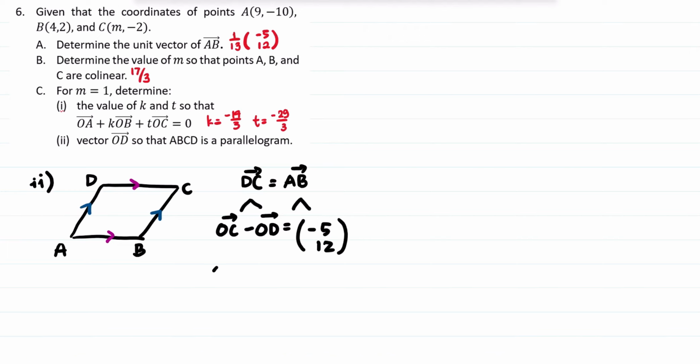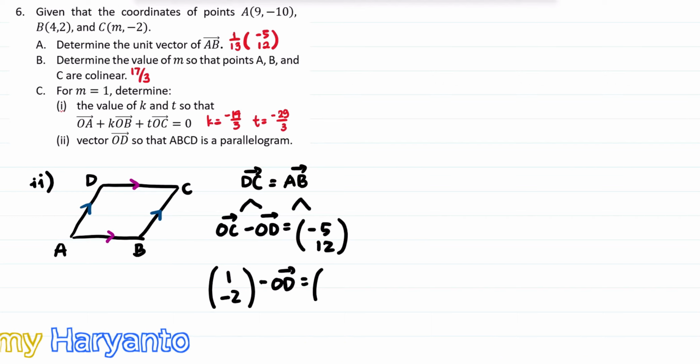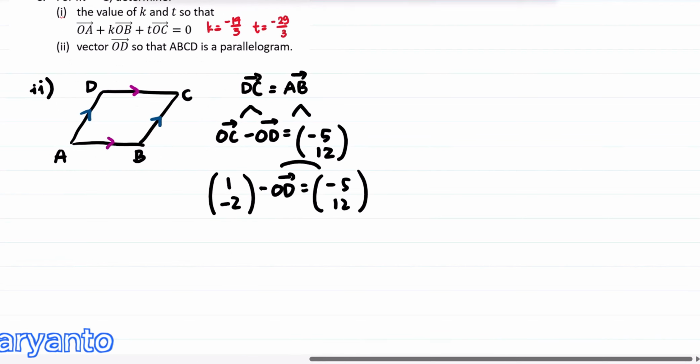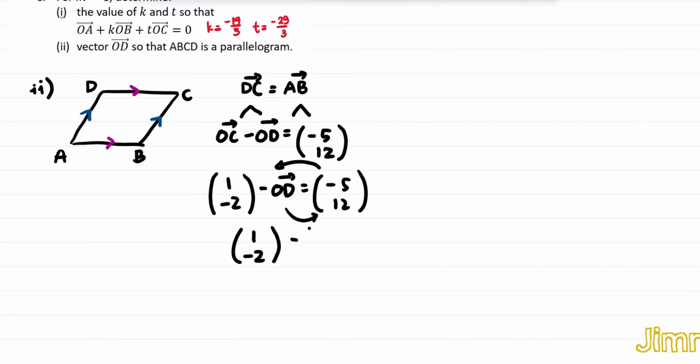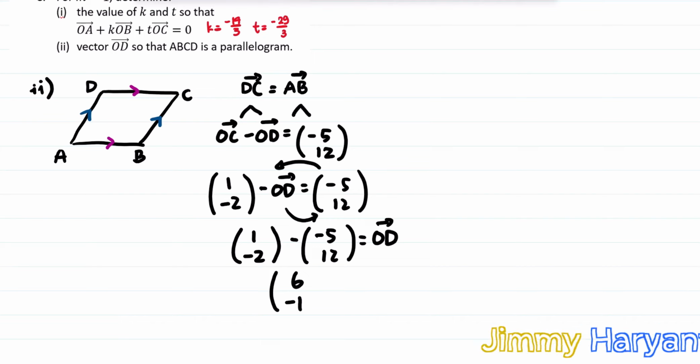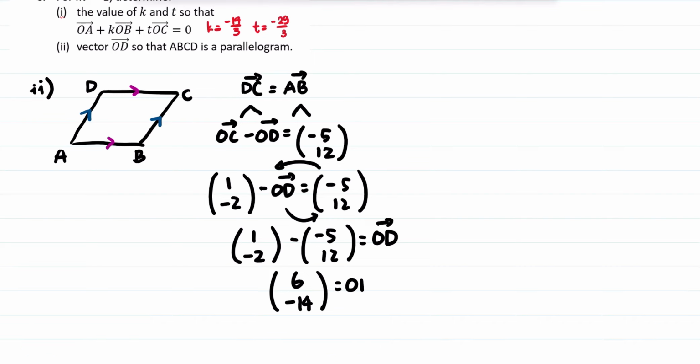And then we also have OC, it's 1 and negative 2, since M equals 1, the question says. Then you only have to calculate this. I will move the negative 5, 12 to the left hand side, and OD to the right hand side. I will have 1, negative 2, minus negative 5 and 12 equals OD. That means this one is 6 and this one is negative 14. So OD will be 6 and negative 14.